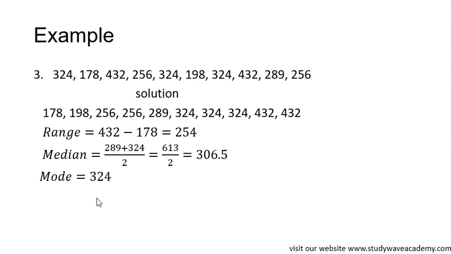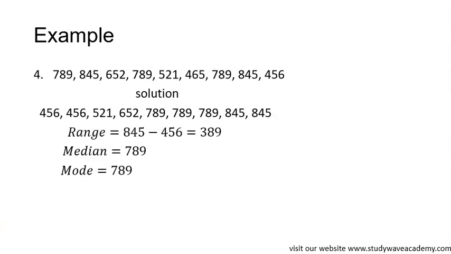So if we are presented with ungrouped data, we'll be able to calculate the range, median, and mode, right? Good. Let's look at the last example. Here we have these numbers. We have to calculate the range, median, and mode. We have 789, 845, 652, 789, 521, 465, 789, 845, and 456. Arrange them in ascending order, okay? From the smallest to the biggest.